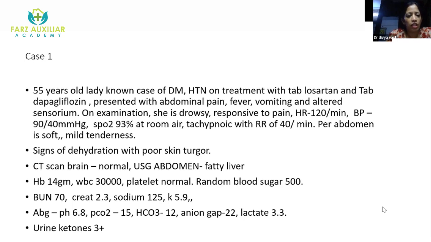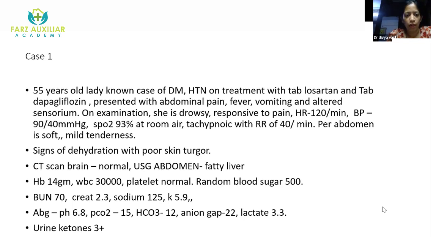Your investigations are showing a hemoglobin of 14, WBC count of 30,000 with normal platelets. Random blood sugar is 500. BUN is 17, creatinine is 2.3. There is hyponatremia and hyperkalemia. Your ABG, as you can see, pH 6.8, bicarb of only 12, PCO2 15, anion gap of 22, lactate of 3.3. The urine ketones in this case is 3+.